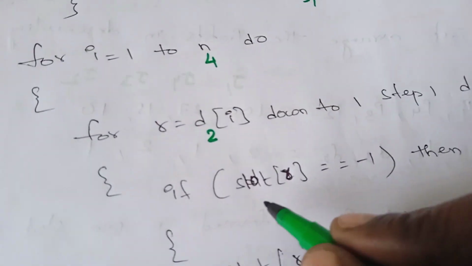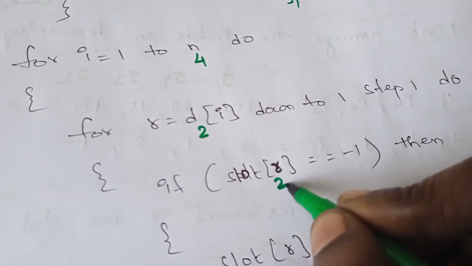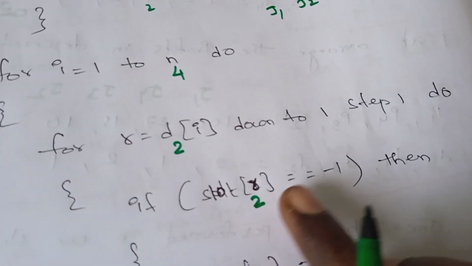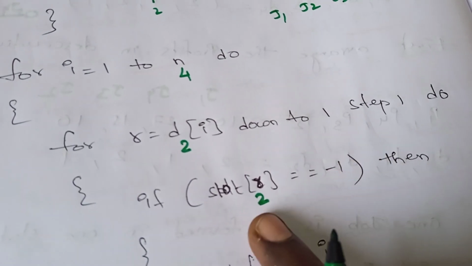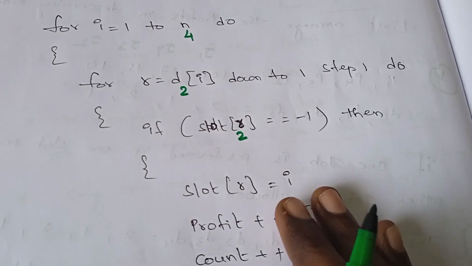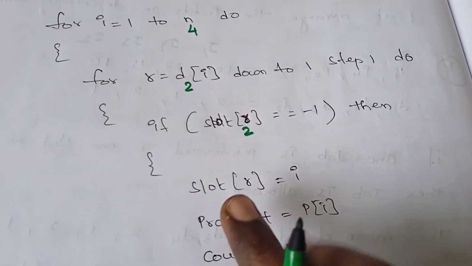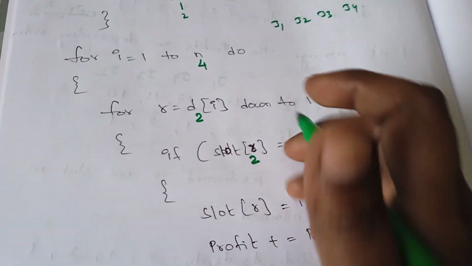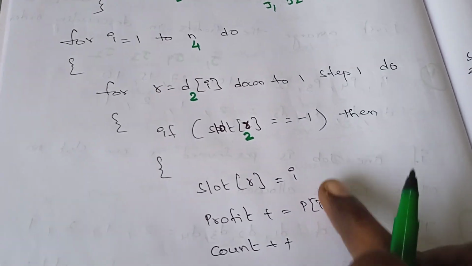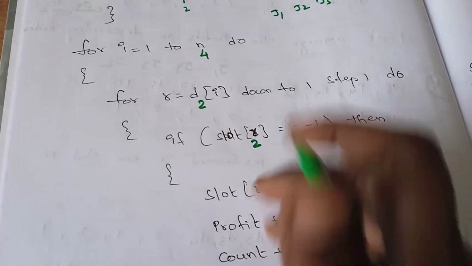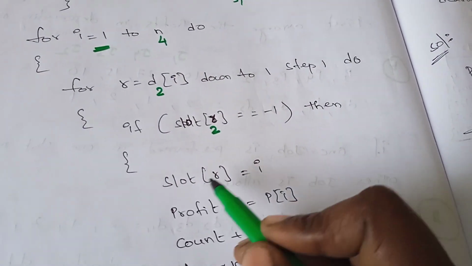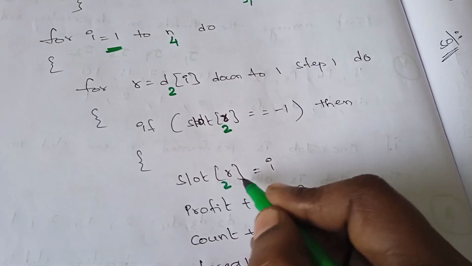Will enter inside. Slot of R, slot of 2 double equal to minus 1 means what? So slot of 2 is empty. Slot of 2 is empty. So when it is empty, we'll assign one job to be done in this particular slot. Slot of R is equal to I. What is I value? I value is 1. We started the loop from 1. So slot of R, that is slot of 2, is equal to 1.